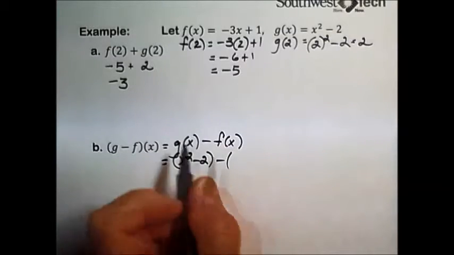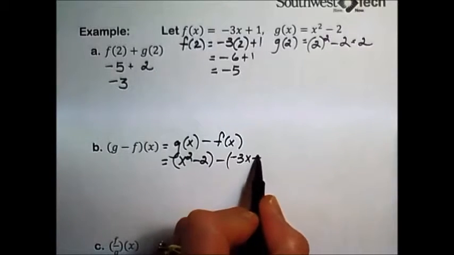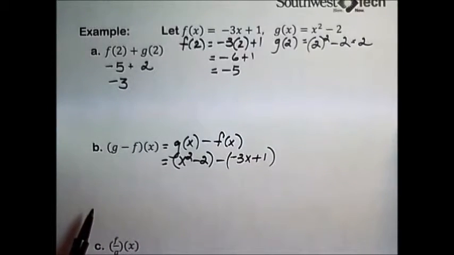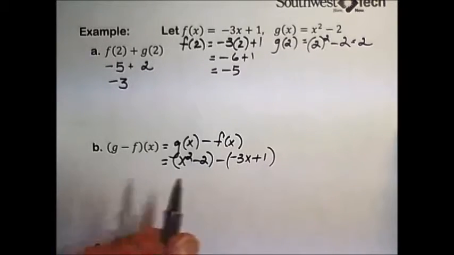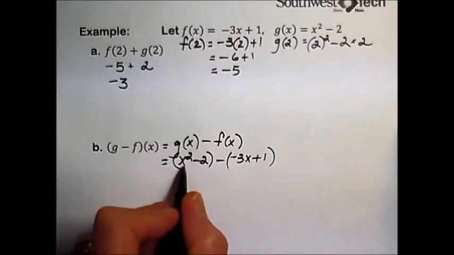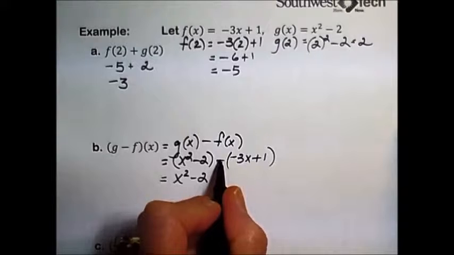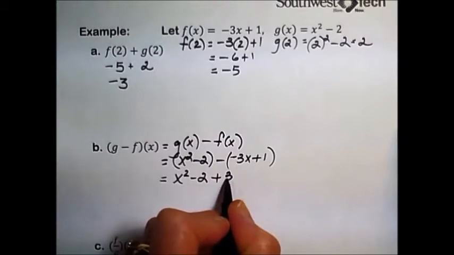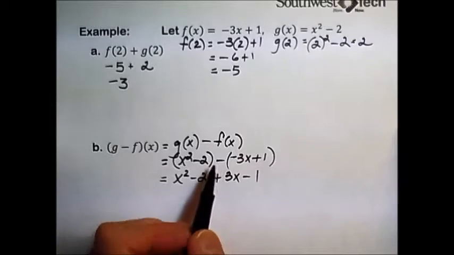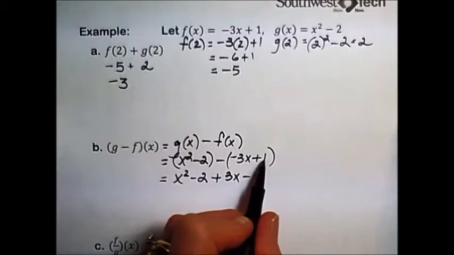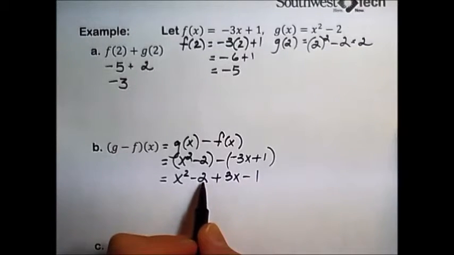Minus f of x. In place of f of x, since it's equal to minus 3x plus 1, we can substitute that in. Now we have an algebraic expression that we're just simply going to simplify. We have subtraction of a quantity. I'm going to leave the first terms alone. Minus a minus gives us a plus 3x. Minus a positive 1 gives us a minus 1. Anytime you're subtracting a quantity, change the signs to the opposite of what they are and add. And we can simplify this further.